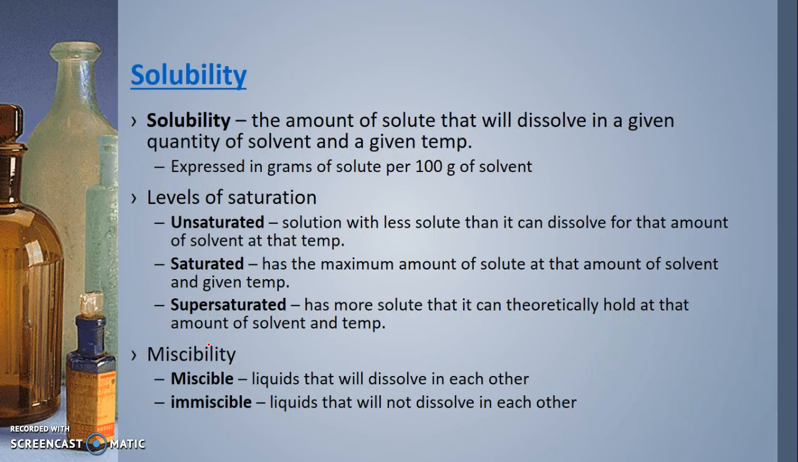Then we have solubility. Solubility is actually a description of how much you can dissolve, the amount of solute in a given amount of solvent. There are three levels of saturation. You have something that is unsaturated, which means it's still able to dissolve more. Saturated means it has dissolved everything that it can dissolve. And supersaturated means it has gone above and beyond. So I'll show you how that looks on a graph in just a second.